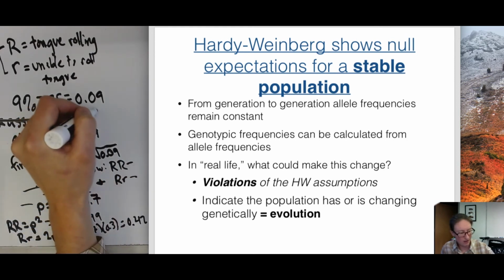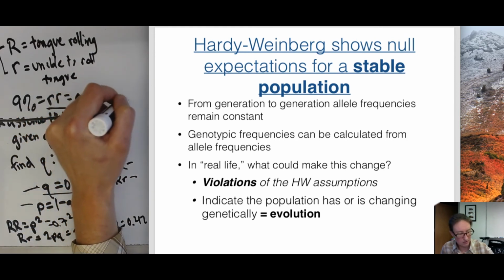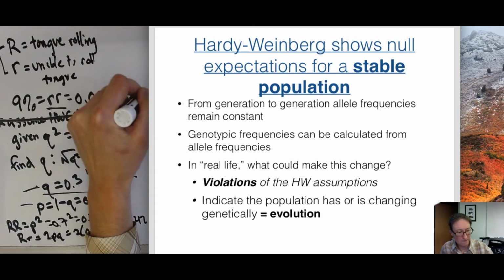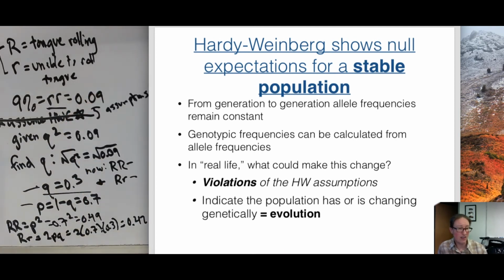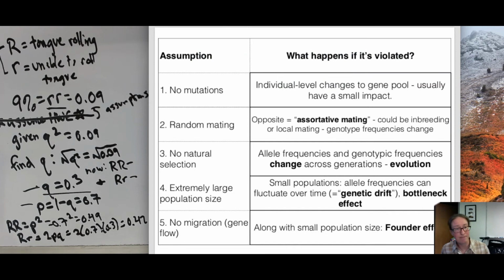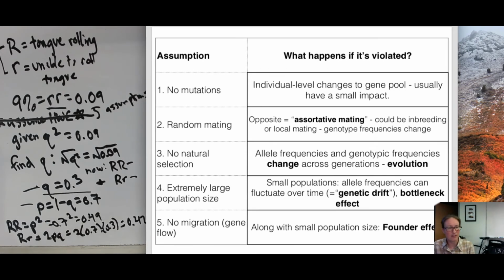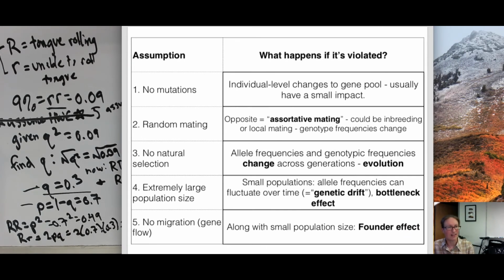So there's those 5 assumptions, right? And a violation of any of those assumptions indicates that a population has changed or that it is changing genetically. So we don't have stable allele frequencies over time anymore. So let's just take a look at those assumptions again and at what happens if a given assumption is violated. And we're going to talk about these in more detail in a little while.